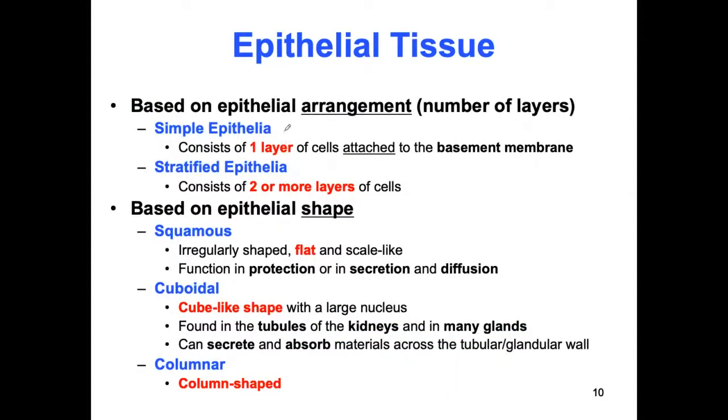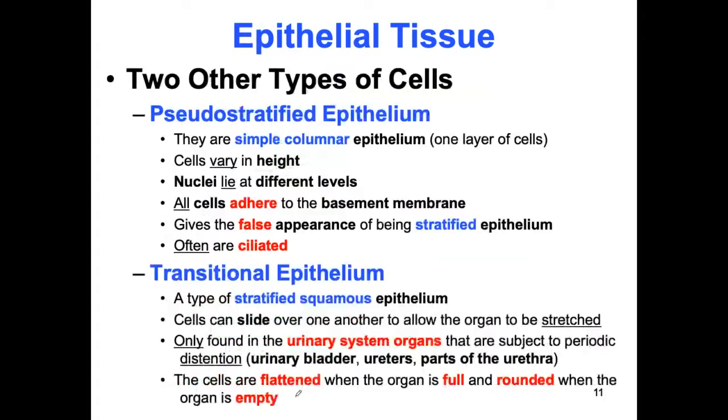So again, ask yourself, hey, do we have one cell layer thick, or do we have more than one cell layer thick? And then is it flat, irregular shaped? Is it cube shaped, or are they column shaped? Okay. If they're squamous and they're irregular, remember they're good for diffusion, like in the lungs. When we have the cuboidal, we said we're going to find them in the proximal or distal convoluted tubules, which are found in the kidneys, good for secretion and absorption. And then the columnar cells we'll find also in the respiratory tract and the gastrointestinal tract.